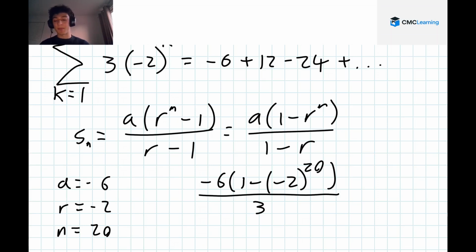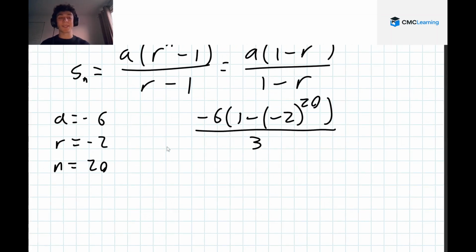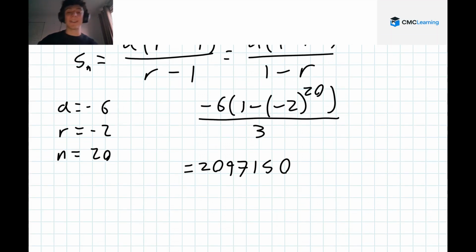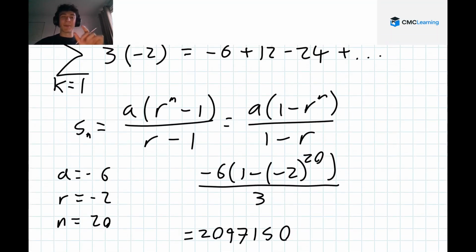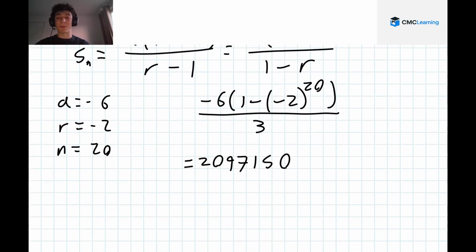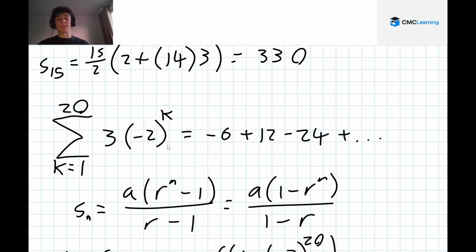Essentially, as said before, trivializing what would have been a very long-winded process of adding these 20 terms and seeing what we get. Well, from here, we end up with this number over here, quite large, 2.1 million. So you can imagine adding up all these terms. Getting to 2.1 million is quite tricky. So yeah, here are two examples of things to look out for.